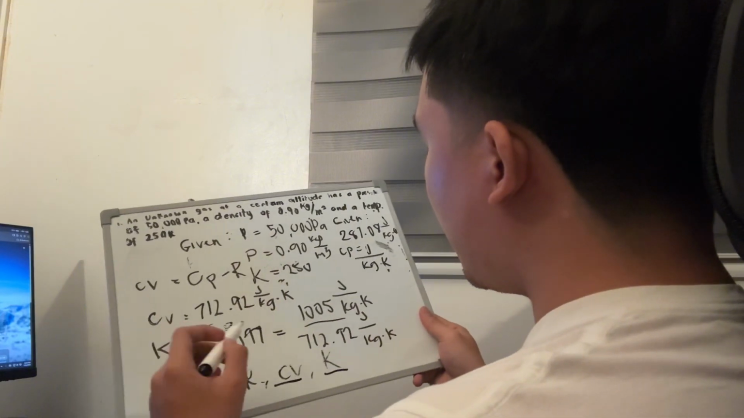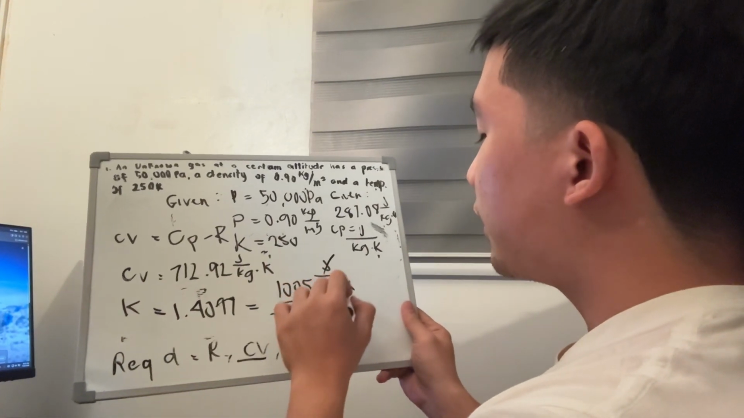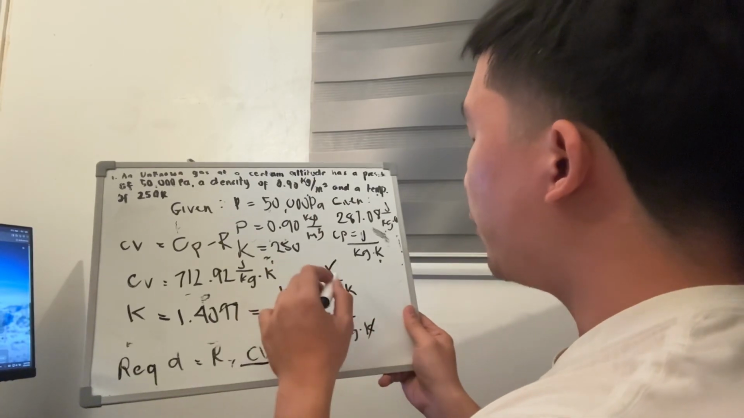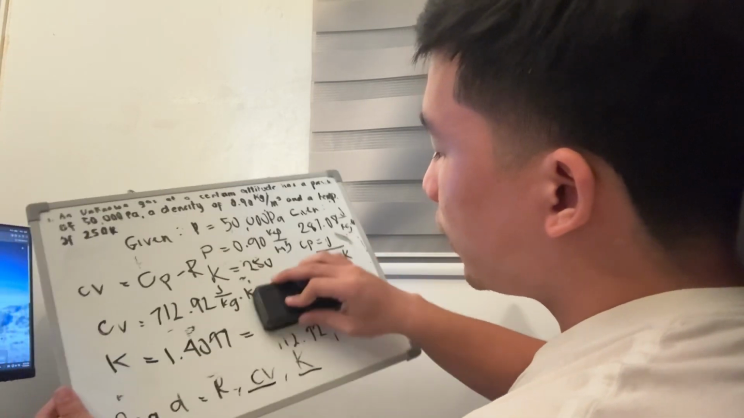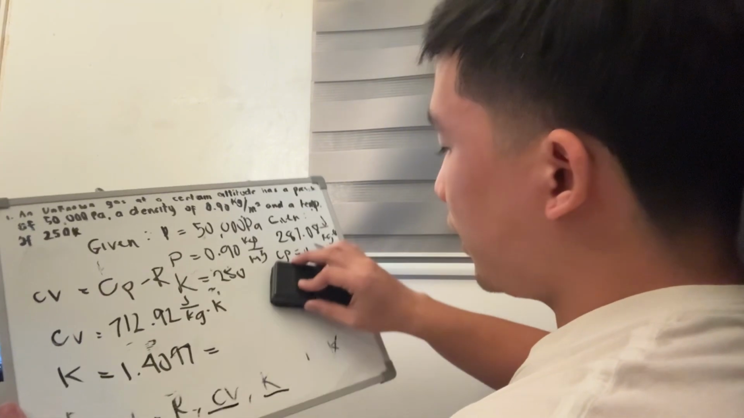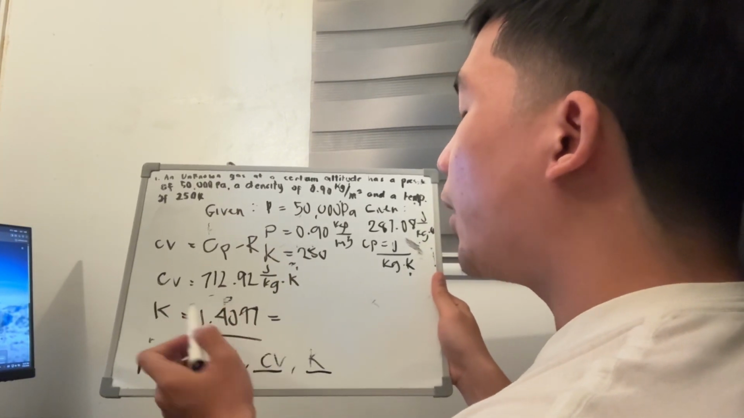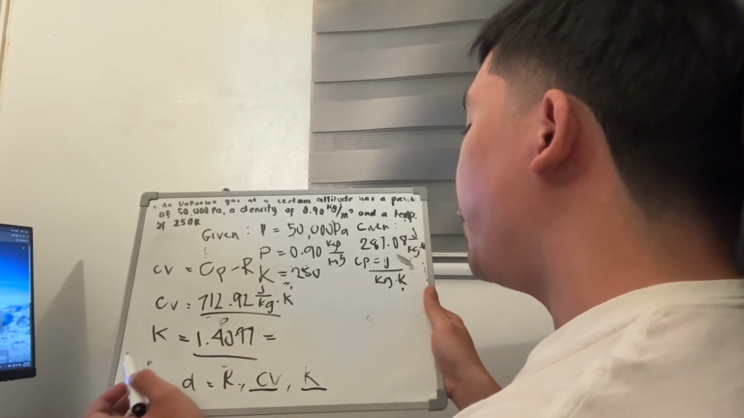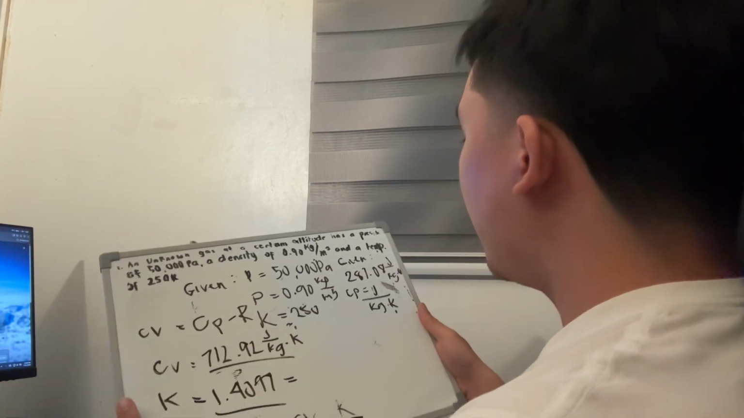So for our unit for K, we can just cancel this out since they have the both units. So our specific heat ratio is unitless. So this is our final answers. We have our K, our CV, and lastly we have our R, and that's it.